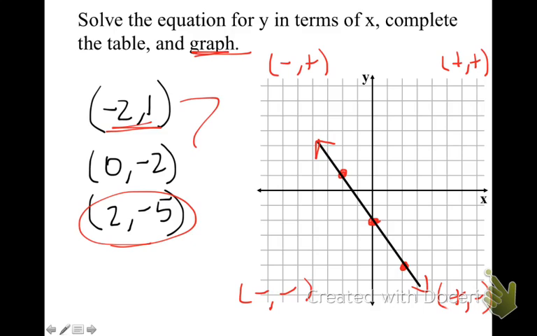Now remember, it's not just these 3 coordinate points. There are other coordinate points on this line. We're just graphing 3 of them. So there's another point right here, another point right here, another point right here, another point right here. Remember, there's a lot more points on these lines, not just the 3 that we're solving for. So make sure you have this graph in your notes as well.